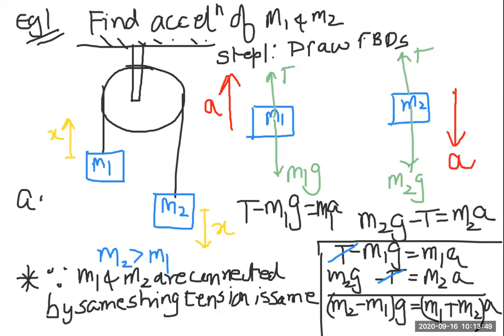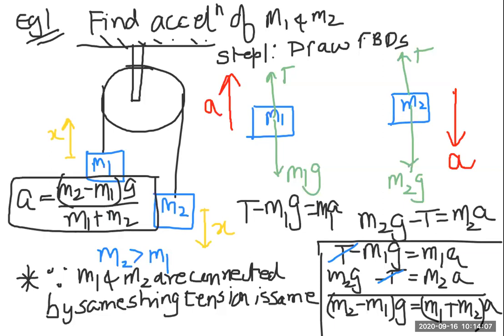Therefore, the acceleration will be equal to (M2 minus M1)g upon (M1 plus M2). Right? This is the acceleration. अब इसमें कौन सा स्टेप नहीं समझ में आ रहा है, प्लीज टेल मी. Which step is unclear?